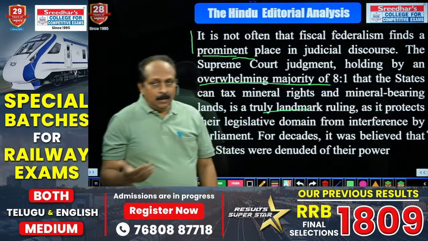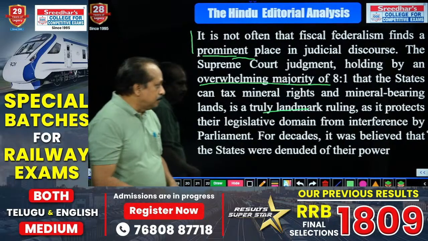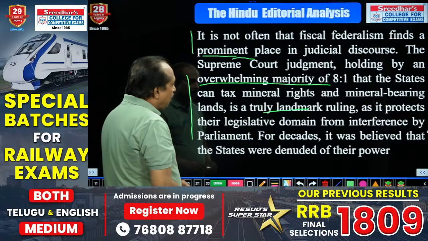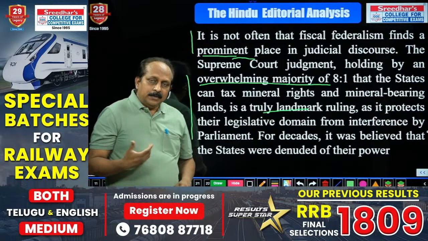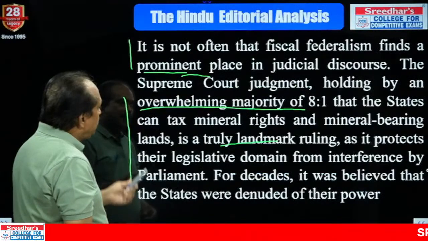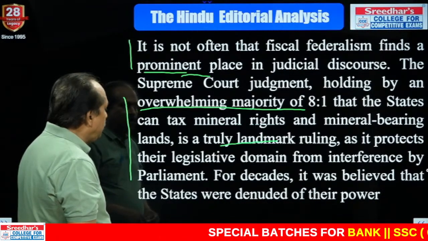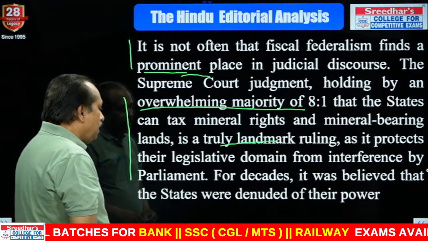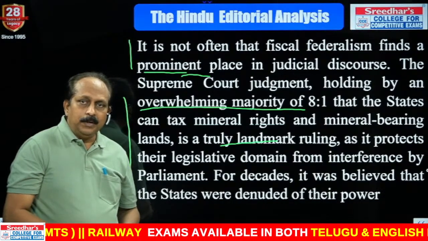So, what is this ruling about? It is about the rights of the states to tax the mineral lands, mineral bearing lands, as it protects the legislative domain from the interference by Parliament. Because of this ruling, what happens? The states get a source of revenue. Revenue means they can tax and they can get money, but the ratio is 8 to 1. States can tax mineral rights and mineral bearing lands is a truly landmark ruling, meaning an important ruling, as it protects their legislative domain from interference by Parliament. That means states can do it and they have protection from the domination or overruling of the center or the Parliament.